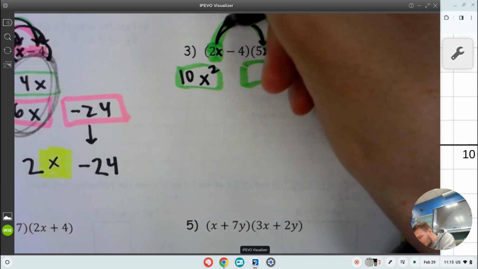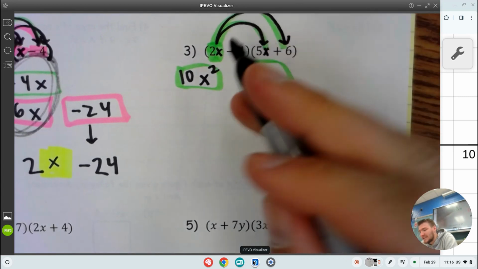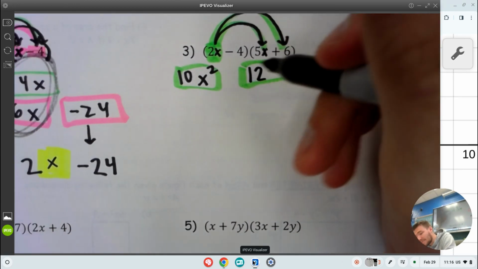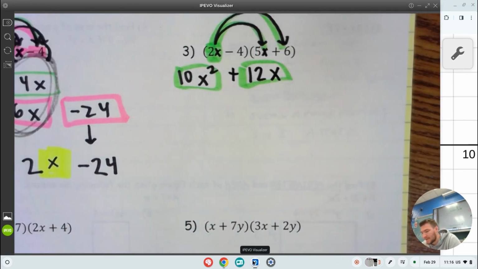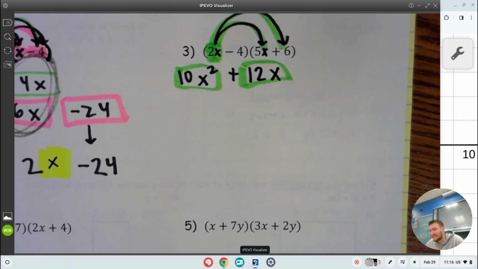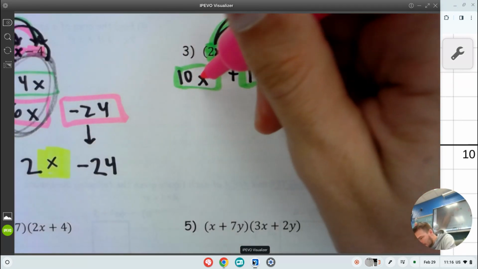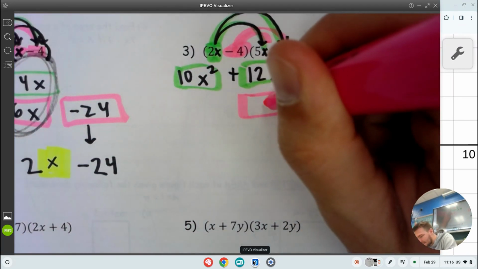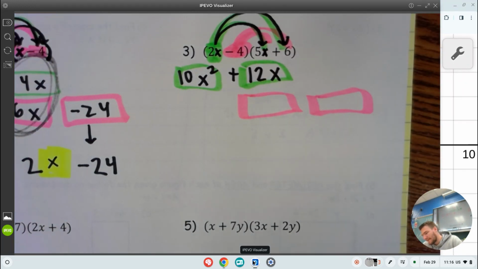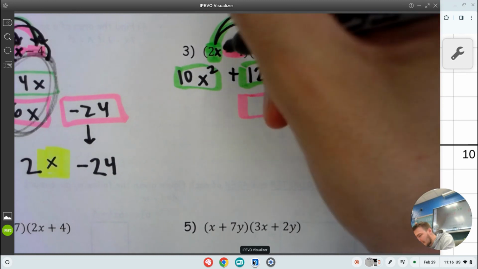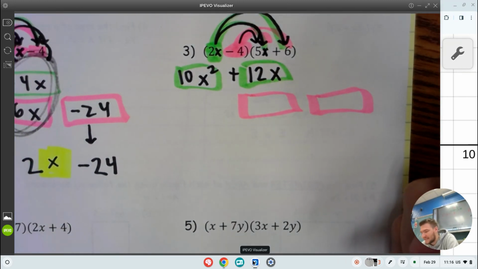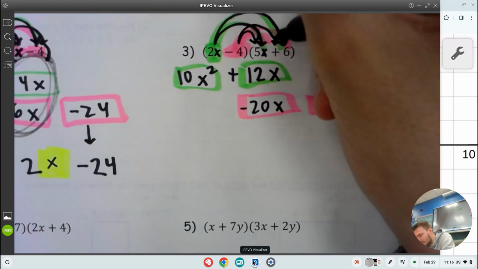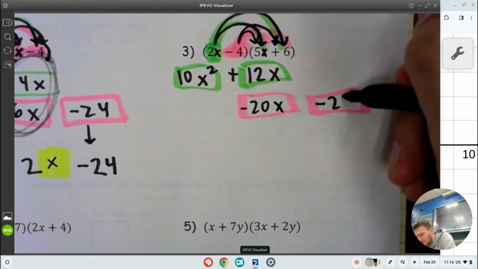And then we're going to distribute over here. What is 2x times 6? 12. And how many x's on there? Just 1. What you'll start to realize is it's the same pattern. X squared, x. And then these next ones are going to be x, no x. Okay? We're going to distribute this. Negative 4 times 5x. Negative 20x. And then negative 4 times 6. Negative 24.